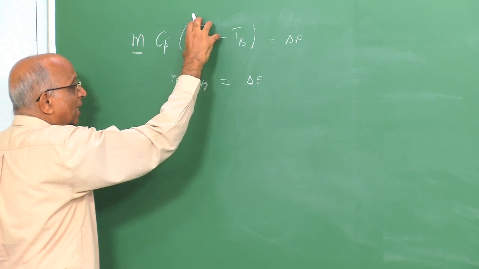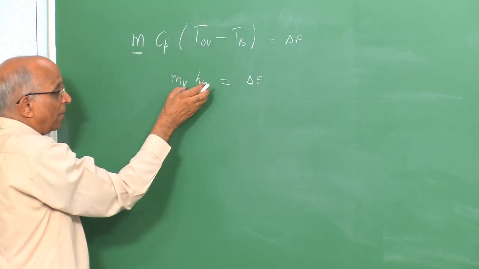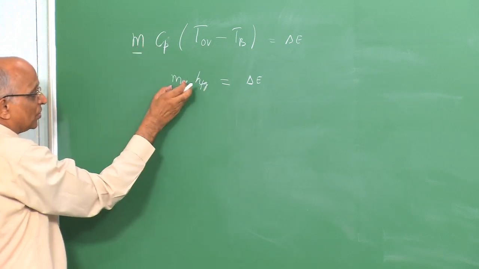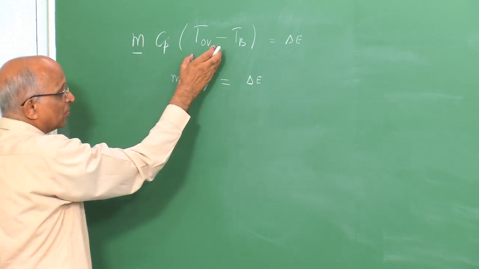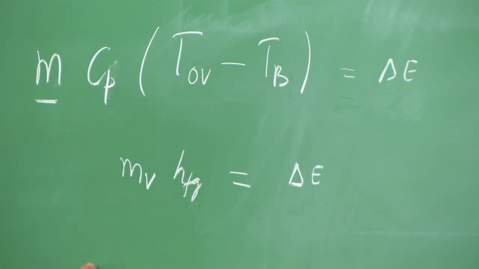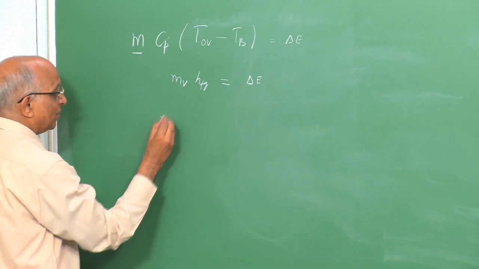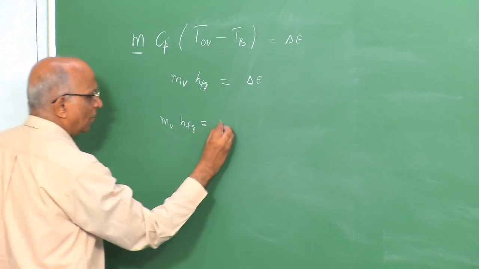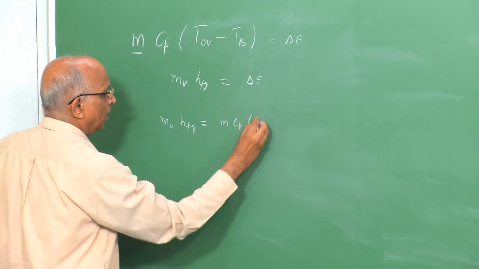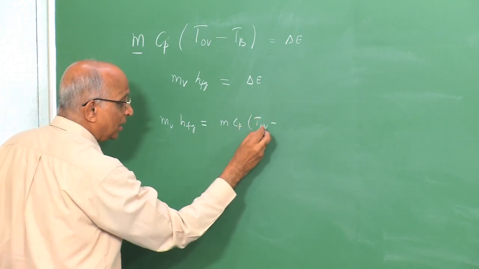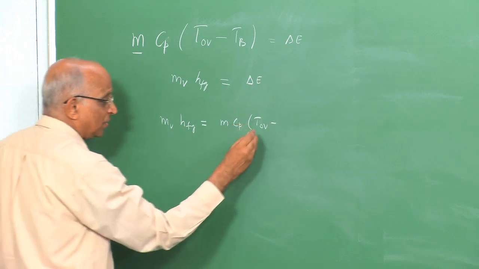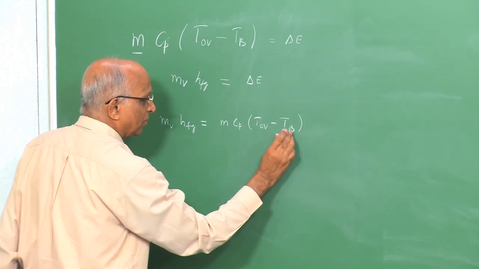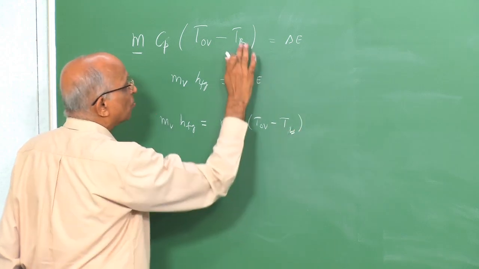And this is waiting to get released, and it gets released by vaporizing part of this particular mass, which is in this metastable state. And therefore, we have mv, that is the mass which gets vaporized, into the latent heat of vaporization, is equal to m Cp into T, that is the overheated temperature, which we call the metastable temperature, minus the boiling point temperature, which let us call TB, small b.